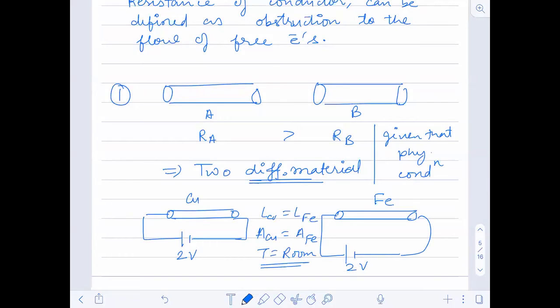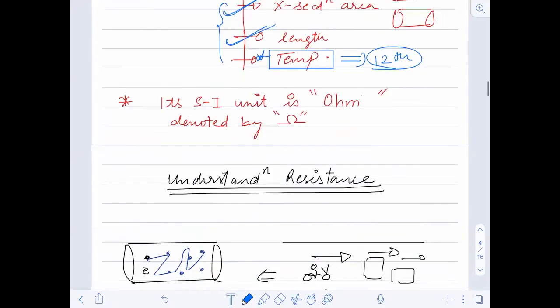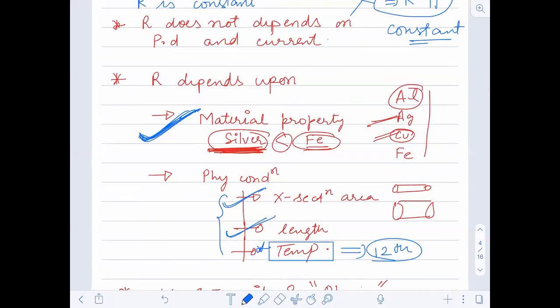Now tell me, where will you have less resistance? Case A or case B? Copper. Very good. I will have less resistance in A, that means copper. Why? Because copper is a better material to conduct electricity. So everybody understood how this R depends upon the material? Answer in the chat, dear.